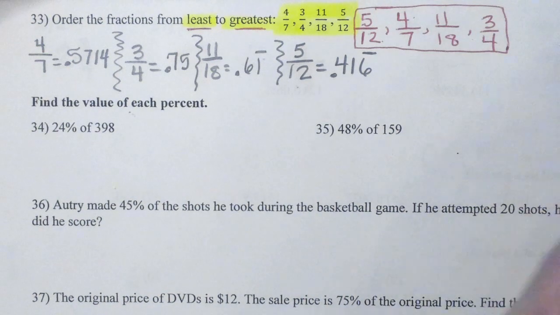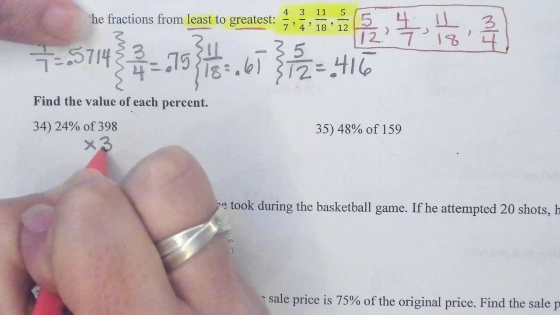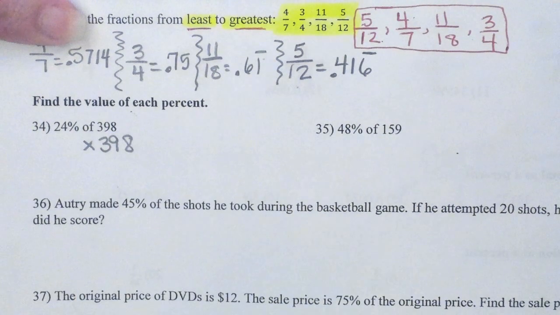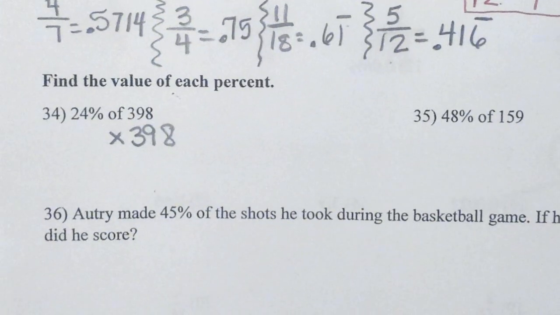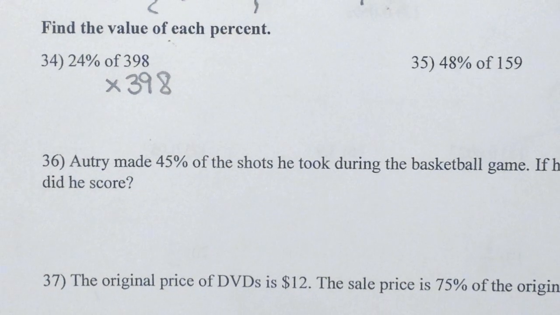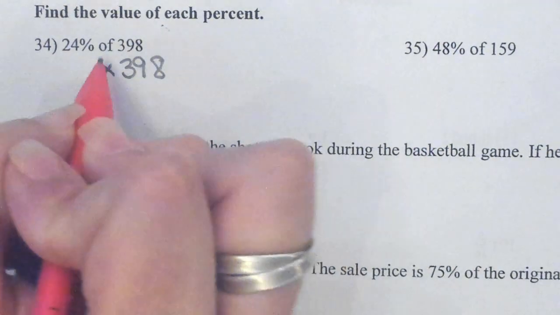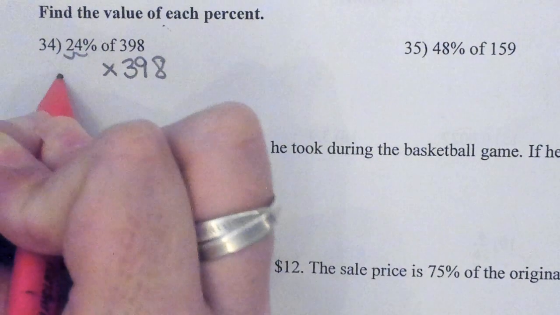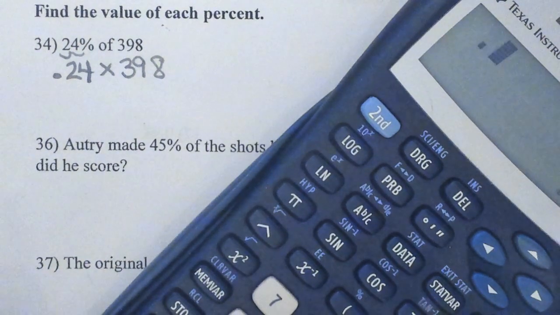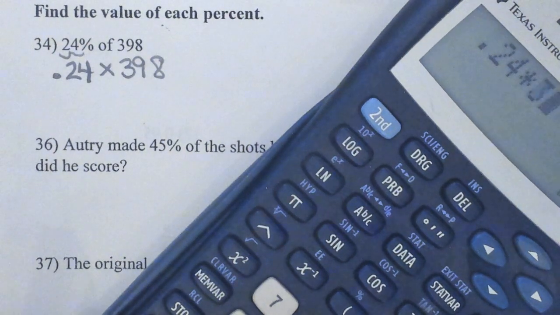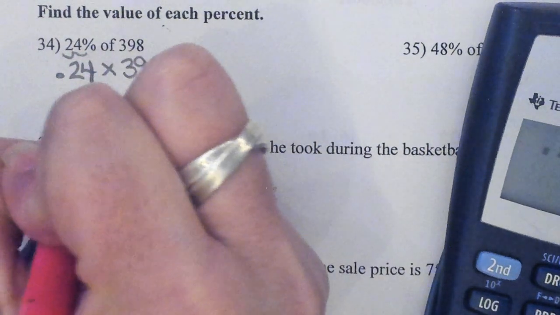Okay, going back to what we already know. Of means multiply. Now, the only new thing I need to teach you is that with percents, you can't just do the math. You are going to have to change it to a decimal first. Well, that's not hard. Bounce it backwards, and you get 0.24. Now I can do the math. 0.24 times 398 is 95.52.